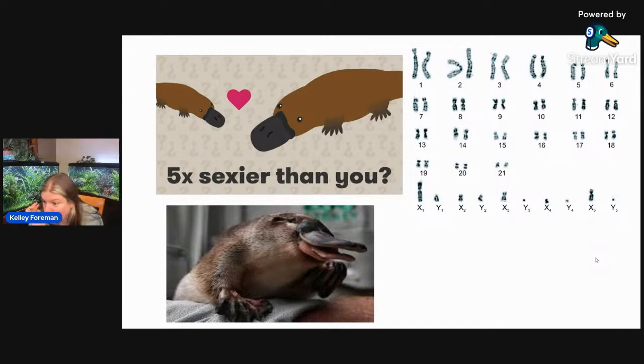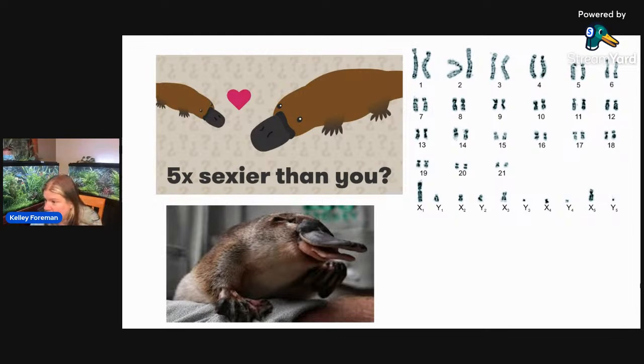So this is a platypus. So platypus are not platypuses, platypi. Who knows what the plural is? I don't know. But they have X and Y chromosomes, but they have five of each, which is just wild. So if you have 10 X chromosomes, XXXXXXXXXX, it's a female. And if you have five X's and five Y's, it's a male platypus.